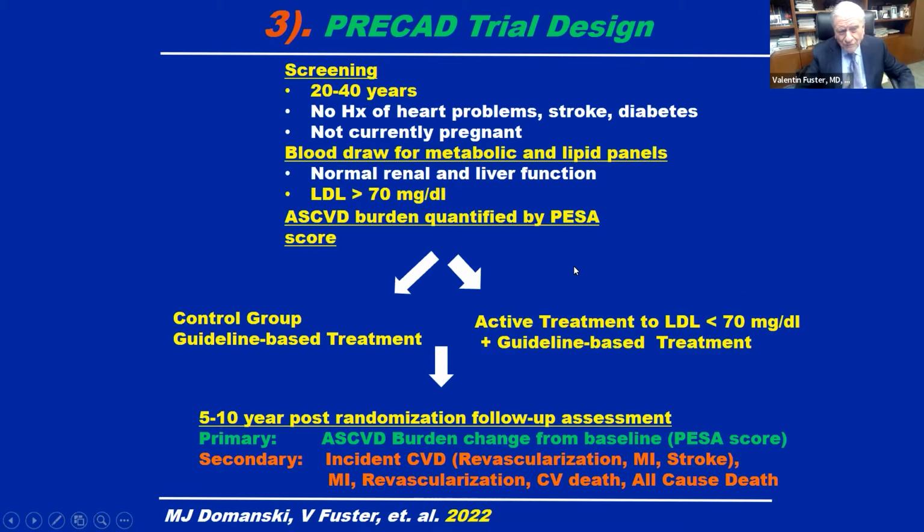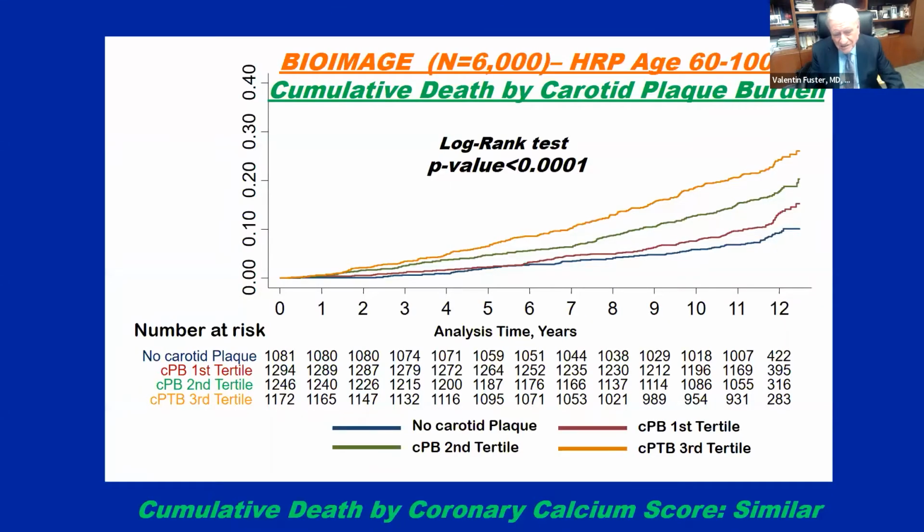We are going to follow for 10 years. Maybe they are not events, primary events. So how can we convince that progression lead to events when these people are too young and the primary endpoint is progression? And this is the data.